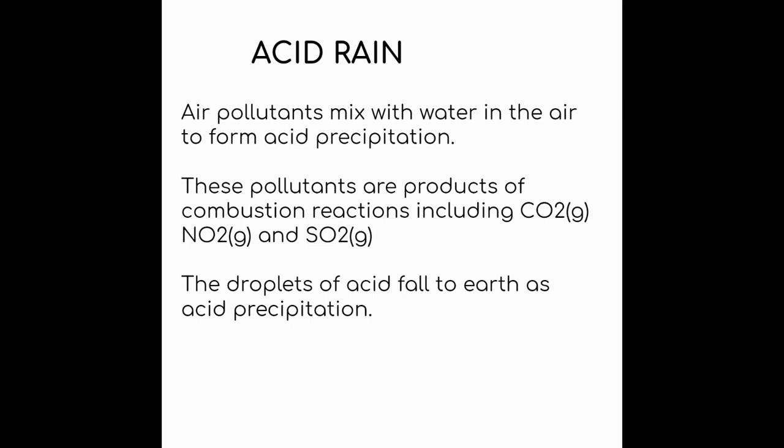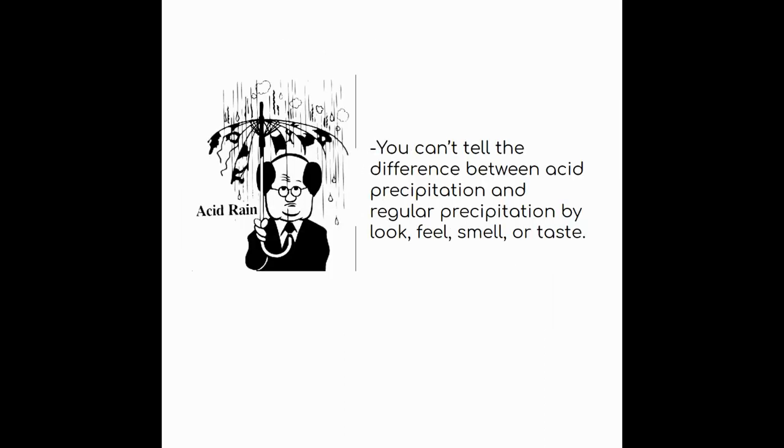As carbon dioxide, nitrogen dioxide, and sulfur dioxide mix in the atmosphere, they form different acids when they come into contact with water. Then they fall to the earth, and we refer to this as acid precipitation. It can be in the form of rain or sleet or snow. You actually can't tell the difference between acid rain and regular non-acidic rain. They look, feel, smell, and taste the same, essentially, except over time you will notice that acid rain can have an effect on an environment.